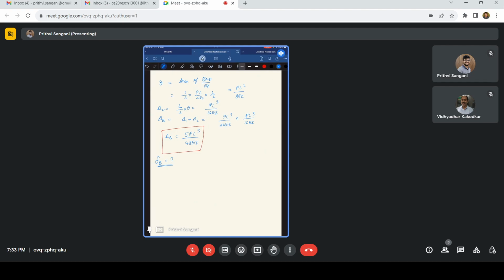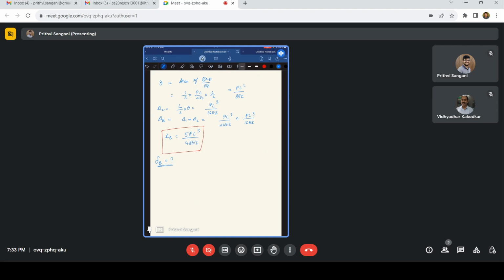In the second case, you are making it a tangent here. So in this case, at that point dM by dx is 0, which represents the shear force at that point as 0.